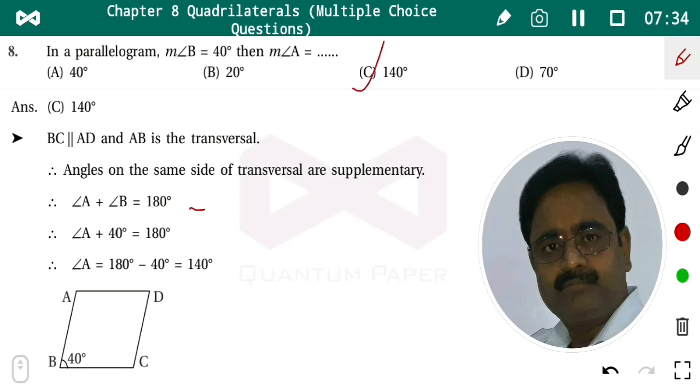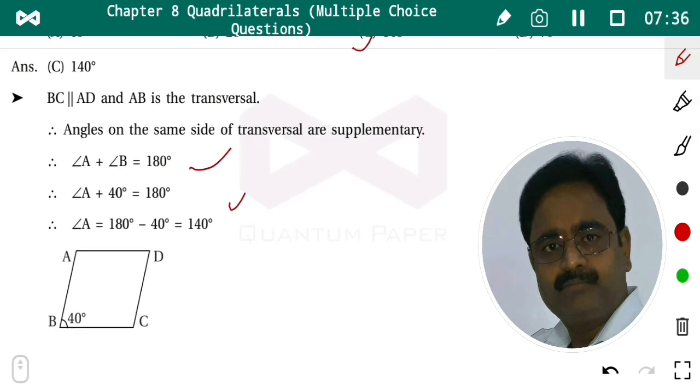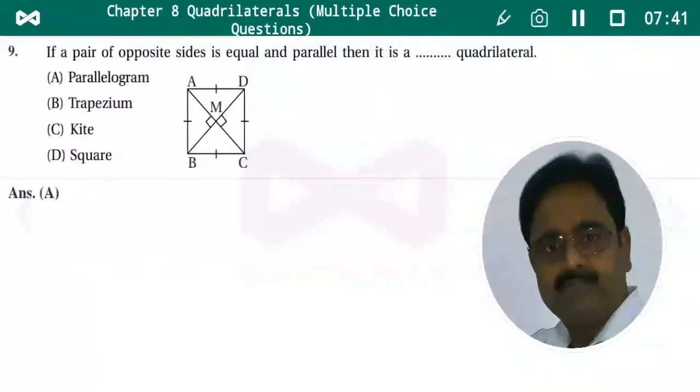So dear friends, are you getting the solution? समझ में आ रहा है solution? Very good. So let us move on to the next question.